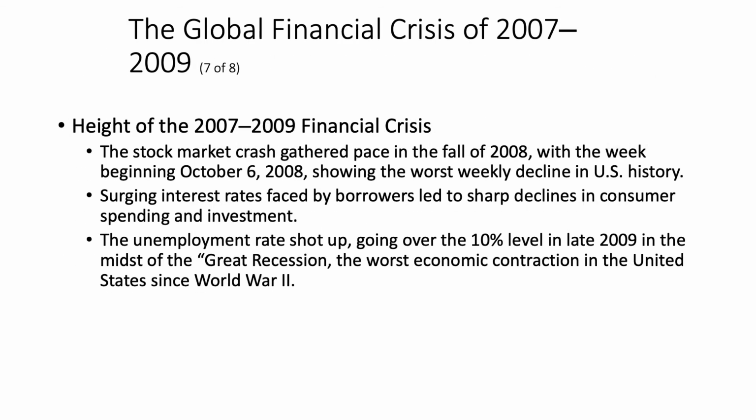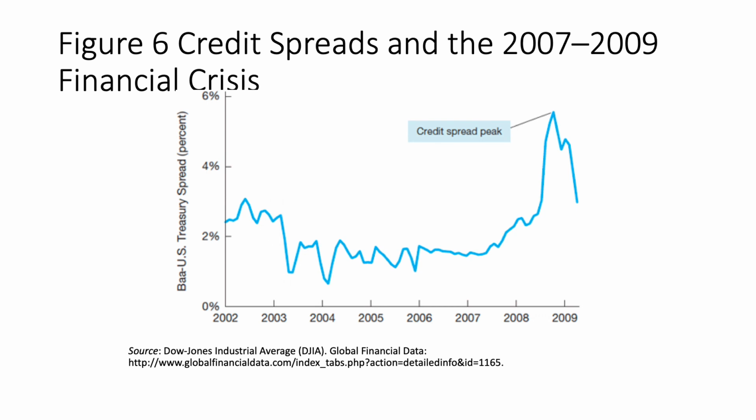At the height of the crises, the stock market crash gathered pace in the fall of 2008. Within the week beginning October 6th, 2008, it was showing the worst weekly decline in U.S. history. We saw surging interest rates faced by borrowers. This led to sharp declines in investment, consumer spending, and sharp declines in aggregate demand, further weakening the economy and creating problems with unemployment on Main Street. The unemployment rate shot up, going over 10% in late 2009. This was the worst economic contraction since World War II. Here we see credit spreads responding, this risk measure again shooting up.